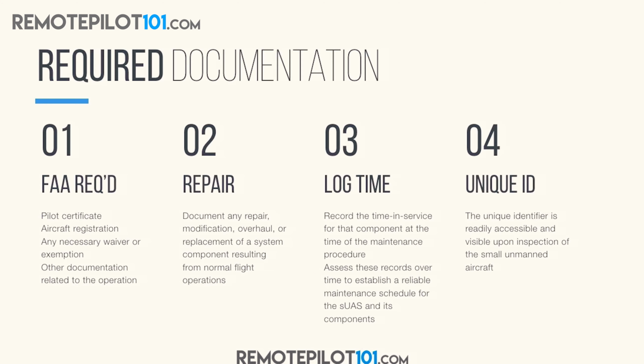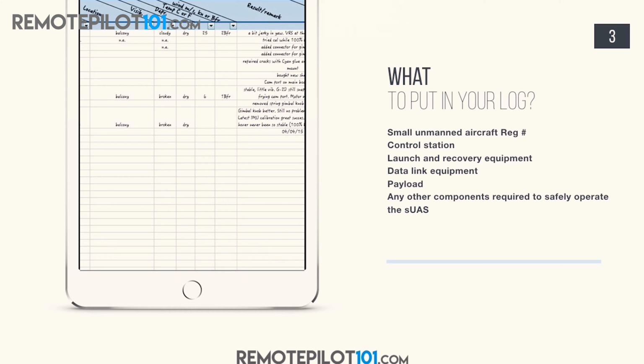4 is my unique ID, the unique identifier that is readily accessible and visible upon inspection of the small unmanned aircraft. Remembering that it has to be visible, easily accessible without the use of tools. So you can put it in something as long as people can see it and access it without having to use a tool. Now let's go back to this idea of logging for a bit.